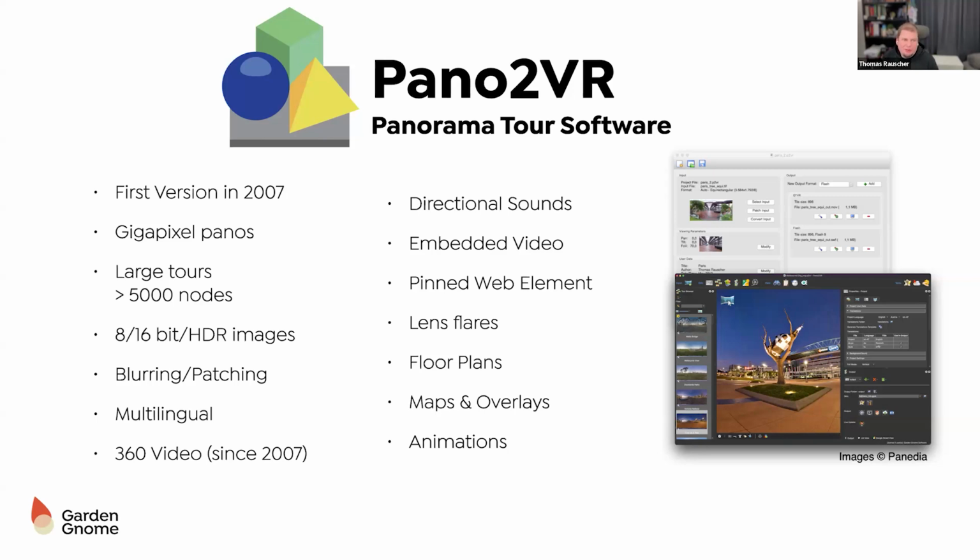We support all different flavors like 8-bit, 16-bit images. We can also work with OpenXR and HDR images. We've built in tools to blur out faces. You can patch your images. You can translate your tour to multiple languages. We support directional sound. You can embed videos. We have pinned web elements, so we can pin a whole website inside our virtual tour, lensless floor plans, maps, overlays, animations like what was shown before, like fly-throughs of your virtual tour.